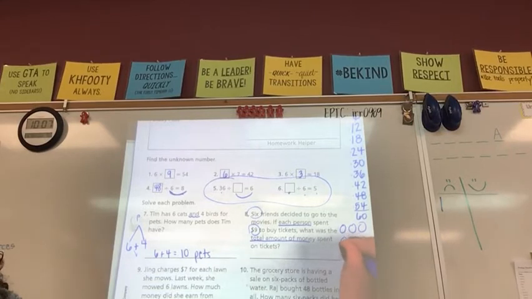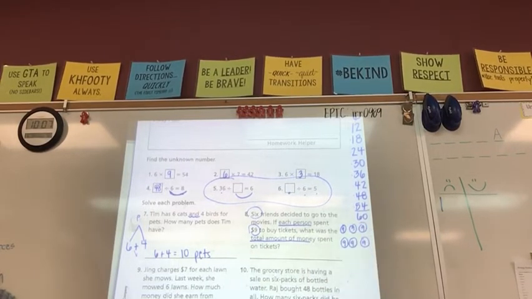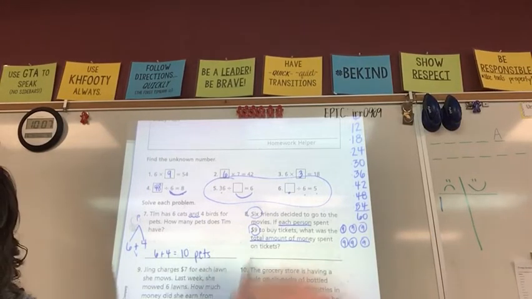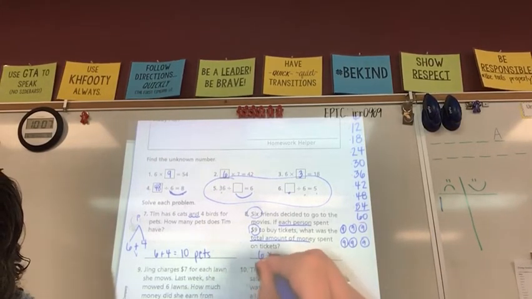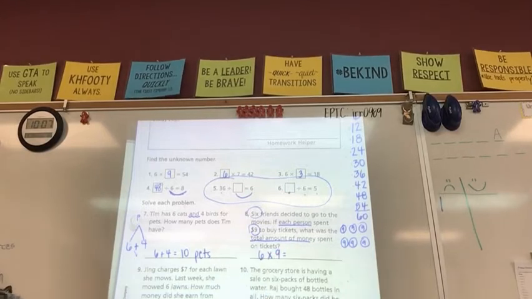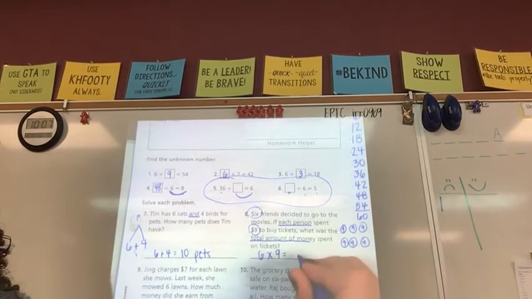Each person spent 9. This is the same as 6 groups of 9, or 6 times 9. Since it's a 6 fact, I can use my count bys, right? 6 times 10 was 60. 1 less than that would be 6 times 9. My answer is going to be 54.